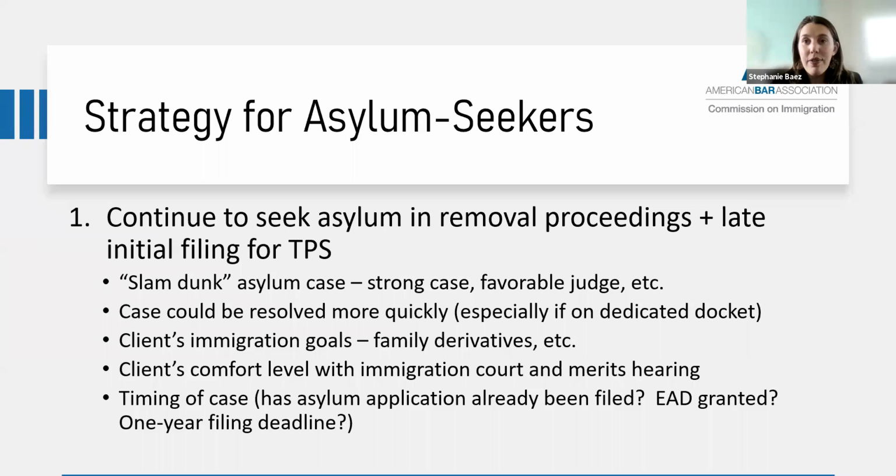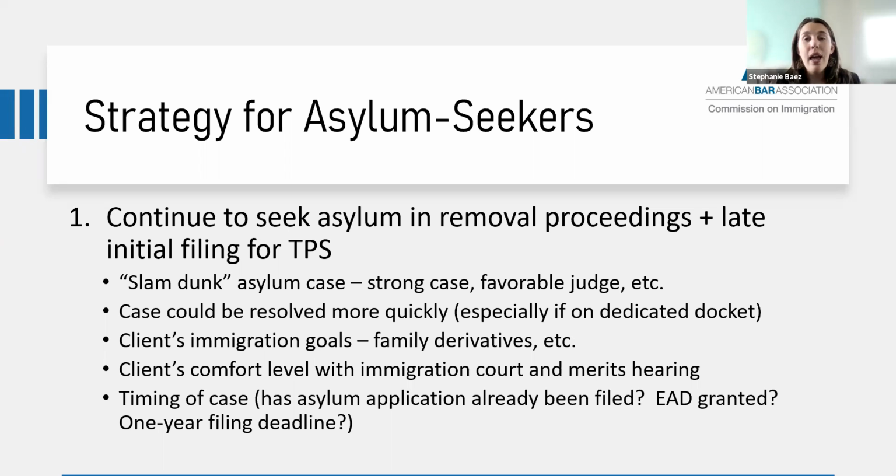And then, if the initial designation period for TPS, the initial registration period, closes but then is extended, you could file for late initial filing for TPS if your asylum claim is ultimately denied when you're in removal proceedings. This option is really best considered if you truly feel that you have a slam dunk asylum case, that you've got a really strong case, a favorable judge, a client that's comfortable testifying, and strong evidence.